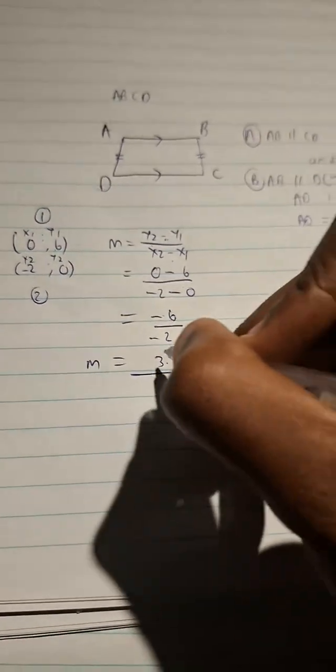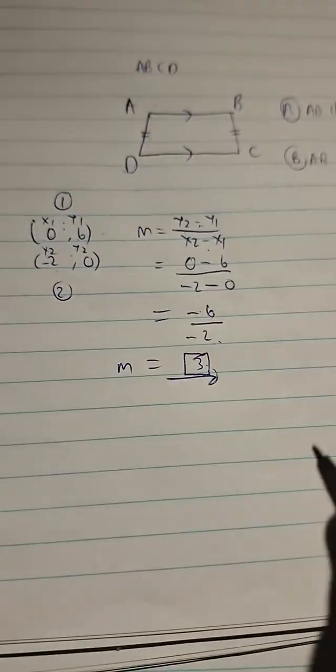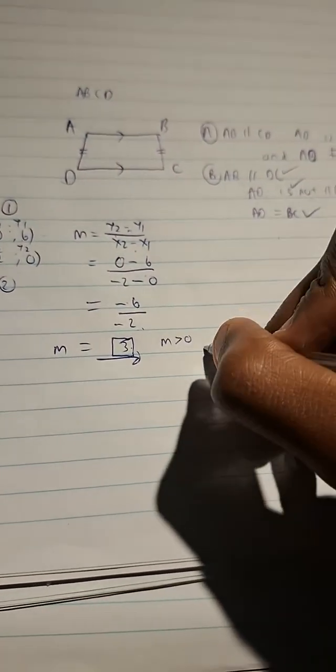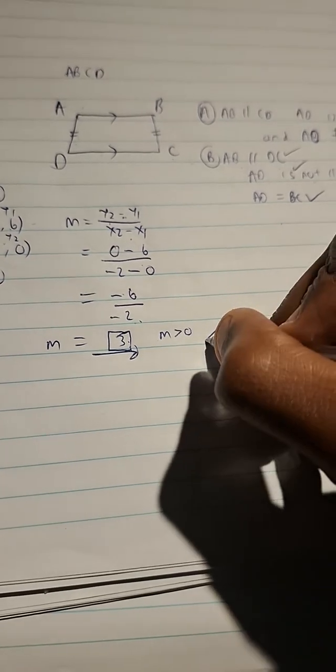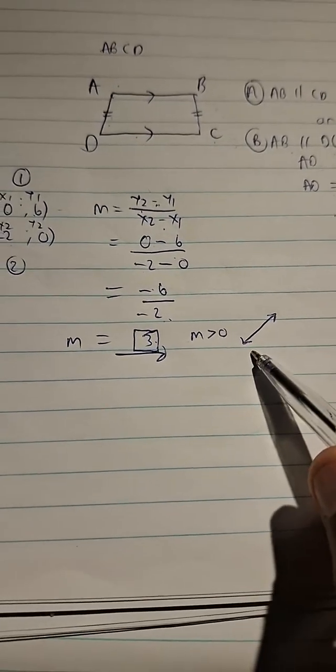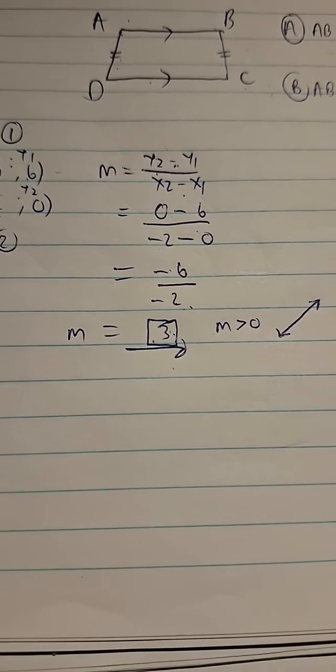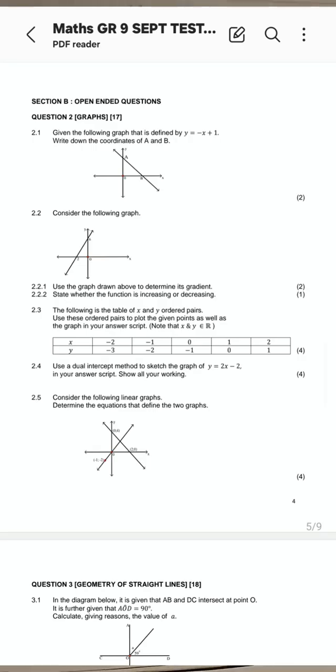And does it make sense that the gradient is a positive gradient? Yes, because remember, when the gradient is positive, what kind of straight line are you expecting? You're expecting an increasing straight line. So that makes sense that my gradient is positive. The diagram itself, when I saw it, so this makes sense.